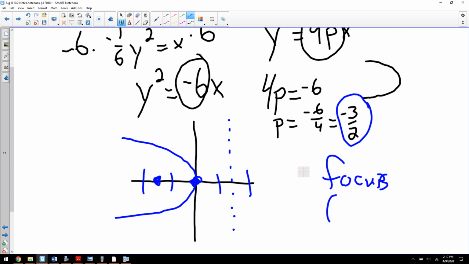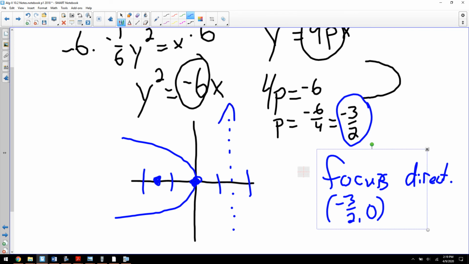So your focus was at negative 3/2, 0, and then your directrix was at the line x equals 3/2.